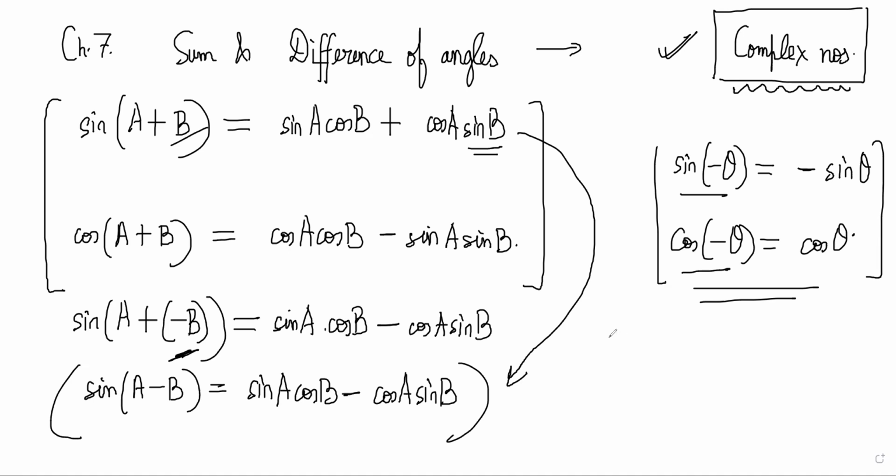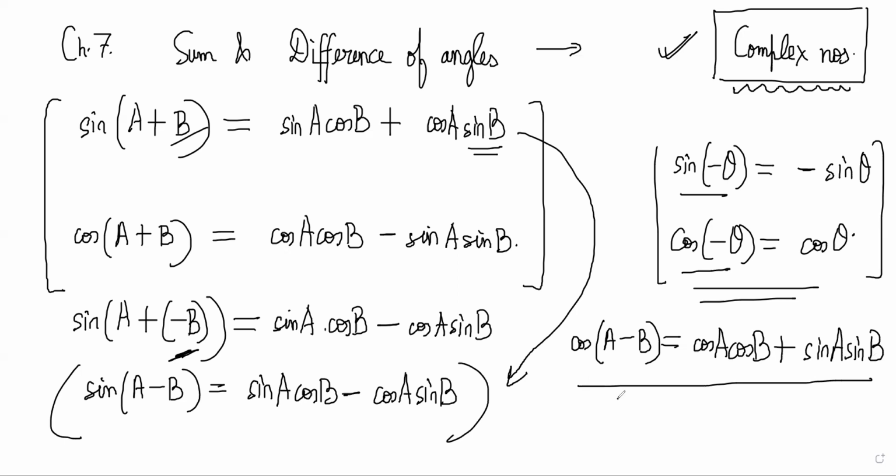Similarly, cos of A minus B, what will that be? We replace B with minus B in this one, and you will get cos A cos B plus sine A sine B, because again, in this part the sign changes, and in this part the sign does not change. So now we have four formulas: two which are the basic ones, and from there we got the A minus B formulas also.